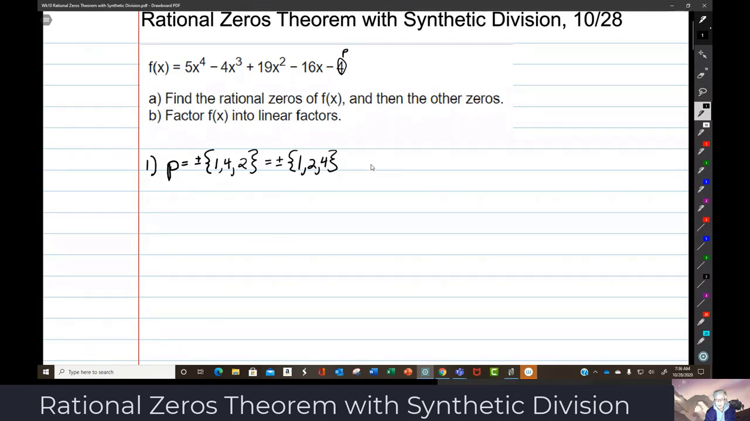Now Q, we're also going to be finding Q. Q consists of all the integer factors of 5. Well, 5 is a prime, so it doesn't have a whole lot. The factors of 5 are 1 and 5, the integer factors. All right, and we're doing positive and negative on both. Now what we have to do is find P over Q.